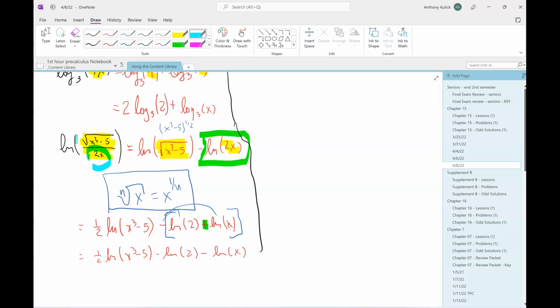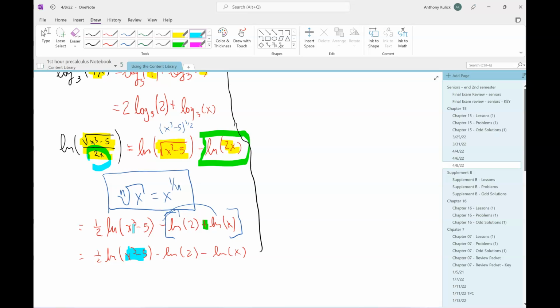All right. Last chance. Do we see any more properties going on in any of these logarithms? So we're down at the bottom. We have 1/2 natural log x cubed minus 5 minus natural log 2 minus natural log x. Any more properties going on that you can see? Did you say something for the power property? Third, or no? Well, here's the problem. The answer is no, but here's the issue, this whole thing isn't to the third. It's just one part of it that is to the third.